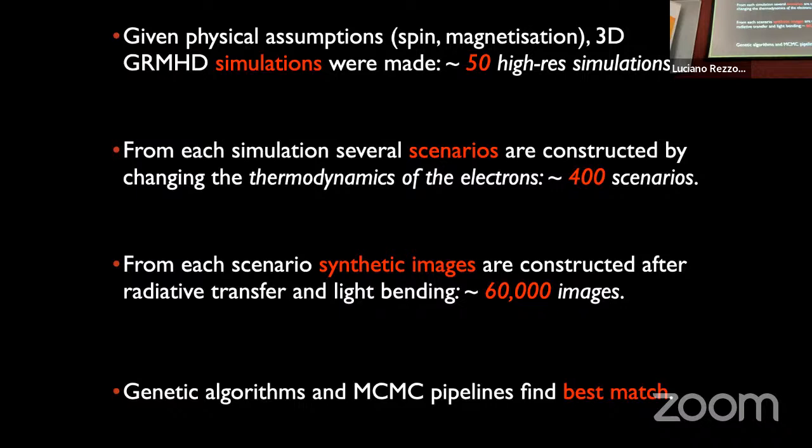How do you do this? Well, there are algorithms which allow you to compare these data sets.